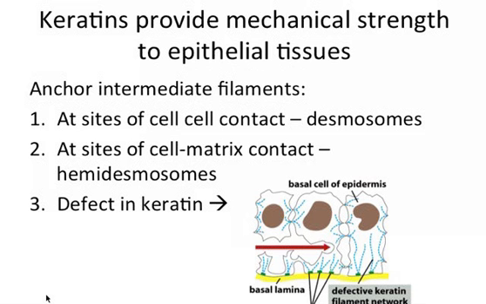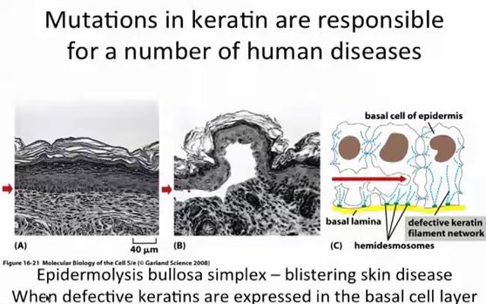And so right here what you're seeing is when there's a defect in one of the keratin genes, it results in this kind of blistering because they're not interacting well. And I'll show you another. So here, this is called epidermolysis bullosa simplex, and it's a blistering skin disease.